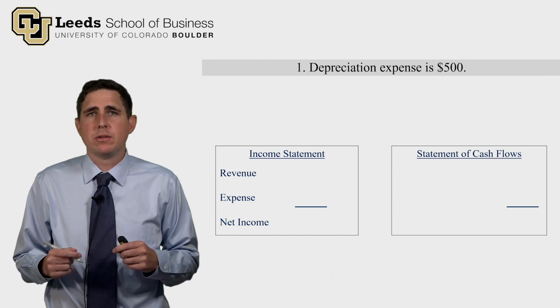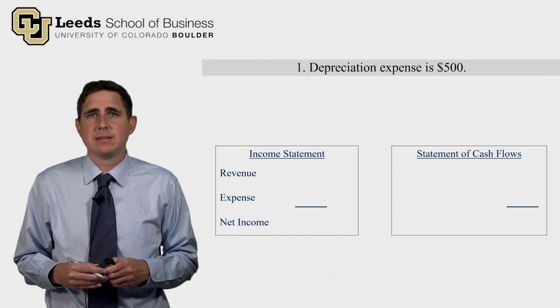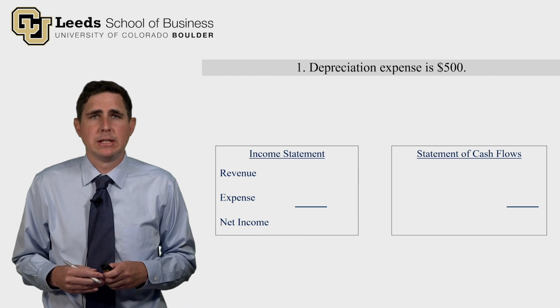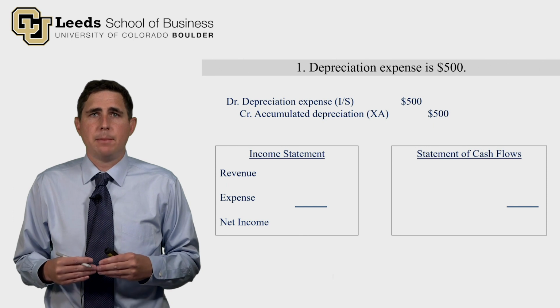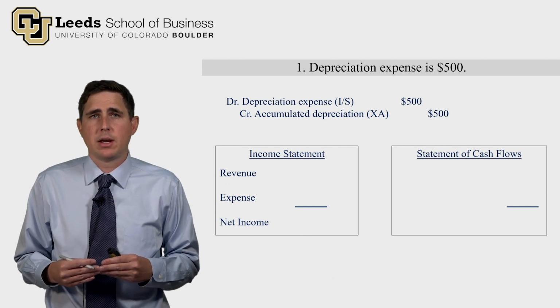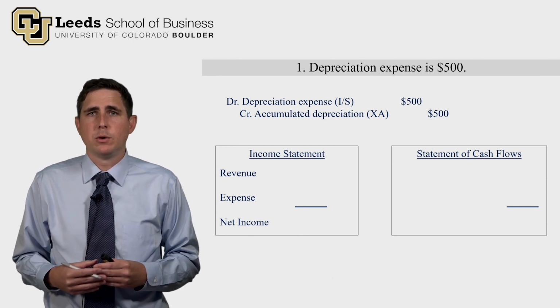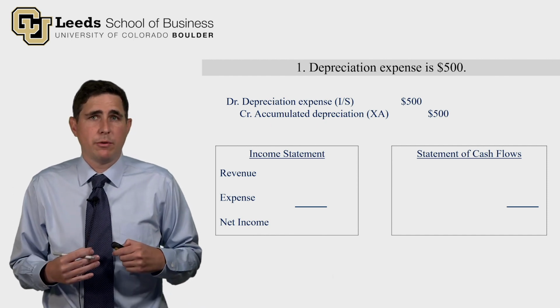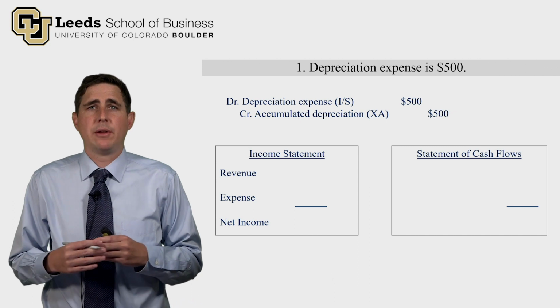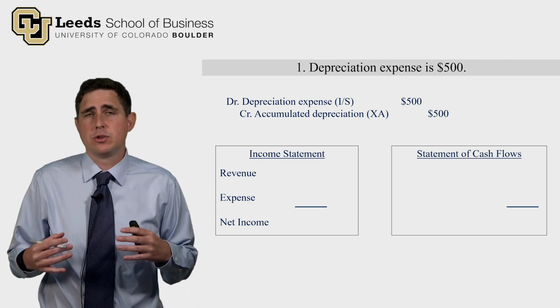Let's first consider this transaction, depreciation expense of $500. First, consider the journal entry for this transaction. It's a debit to depreciation expense on the income statement and a credit to accumulated depreciation. Well, before we get to the statement of cash flows, let's talk about the income statement impact of this journal entry alone.